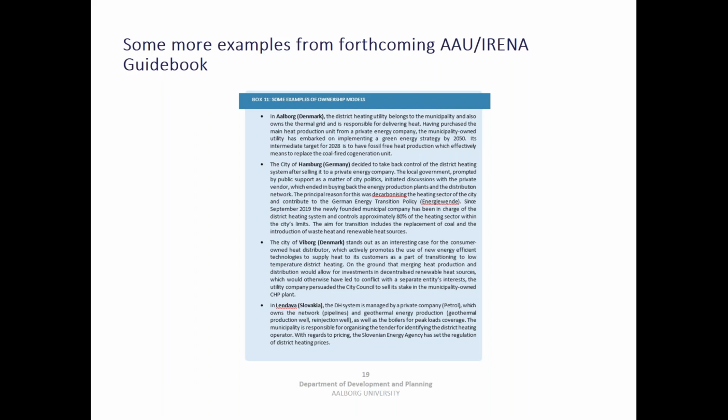I should also add that in this simplified presentation, I have not differentiated between different parts of the system. But of course, you can have one company owning the grid, and then another company or companies owning the production facilities. For example, in Greater Copenhagen, you have different companies owning the distribution grids, the transmission grids, and also other companies owning the heat supply units. So of course, you can have this kind of diversified ownership structure also.